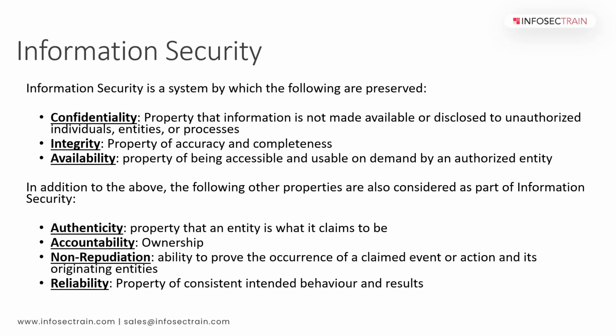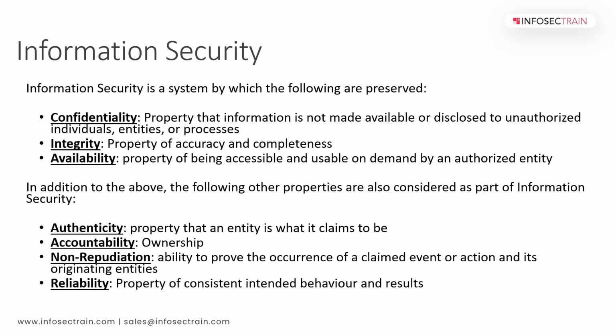Whereas availability, sometimes it is going to depend on how the customer is expecting. Apart from these three major things, we also have other characteristics or properties here: authenticity, accountability, non-repudiation, and reliability. Authenticity is the way that you are going to get access to that. How are you going to do that? Accountability is who is going to own any information.